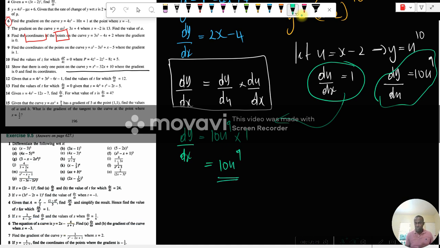Right? However, we're not finished because the original problem was given in terms of x, and we made the substitution that u is equal to x minus 2. So we must now reverse that substitution, and so say that this is equal to 10 times (x - 2) to the power of 9.